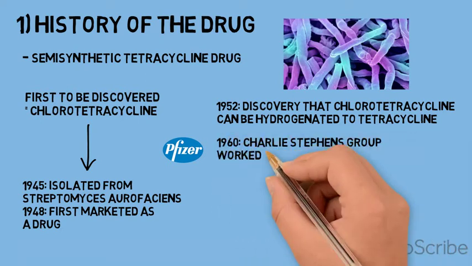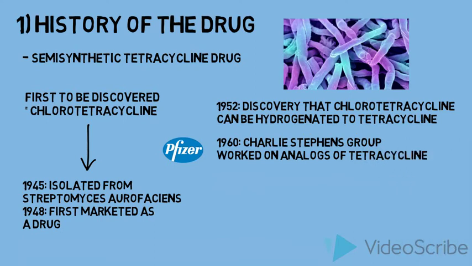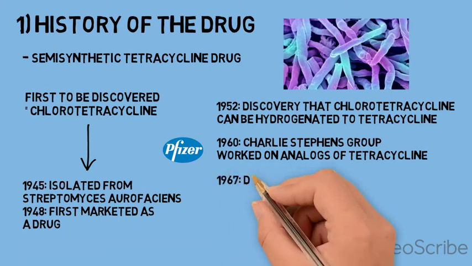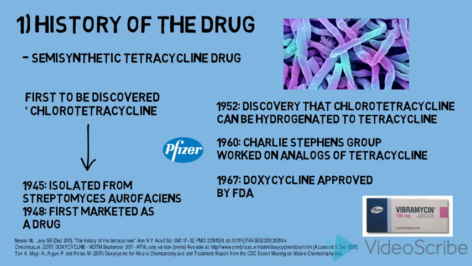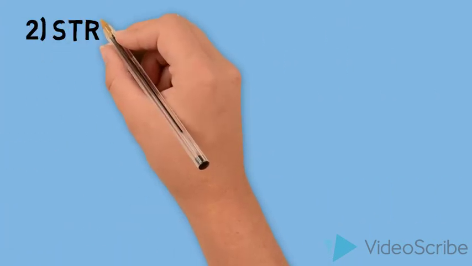Charlie Stevens' group at Pfizer worked on further analogues and created one with improved stability and pharmacological efficacy, doxycycline. It was clinically developed in the early 1960s and approved by the FDA in 1967. Doxycycline was marketed under the brand name Vibramycin, becoming Pfizer's first once-a-day broad-spectrum antibiotic.